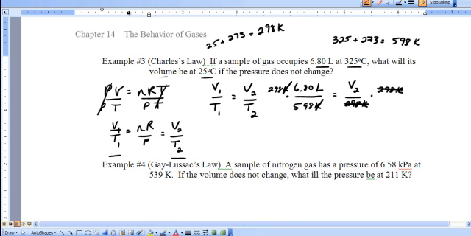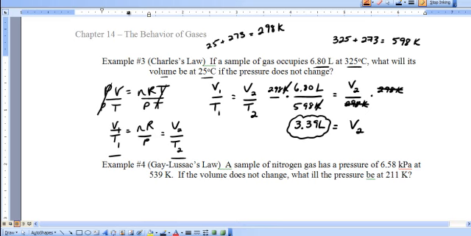And now V2 is going to equal 298 times 6.80 divided by 598, and that is going to be equal to 3.39 liters. Now let's see if that makes physical sense. As you decrease the temperature, according to Charles's law, the volume will also decrease. Volume and temperature are directly related. So if you heat something up, the volume expands. If you cool something down, the volume is going to contract or decrease. And in fact, that's what happened. As we cooled down from 325 degrees Celsius to 25 degrees Celsius, the volume contracted from 6.80 liters down to 3.39 liters. So that makes sense.